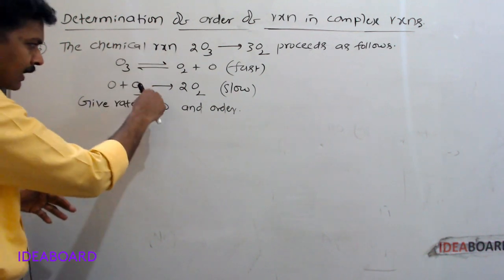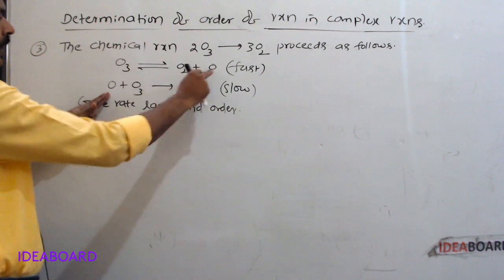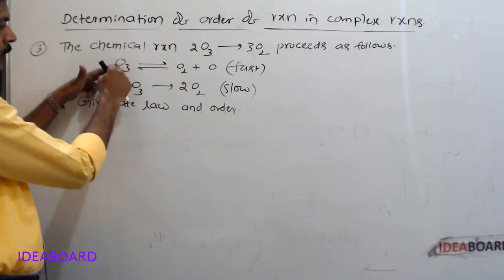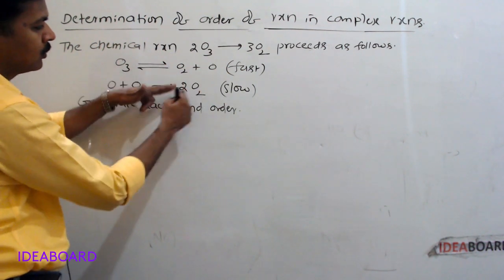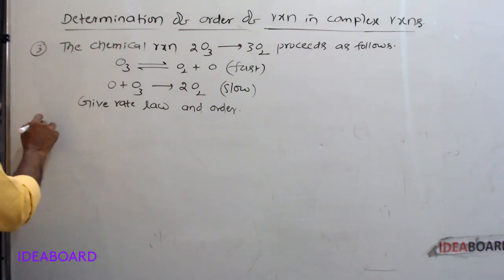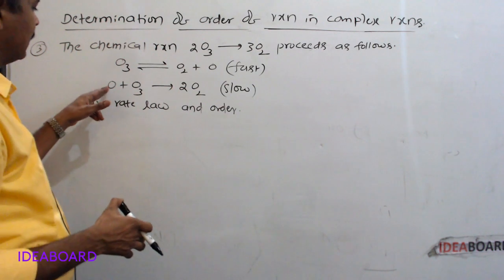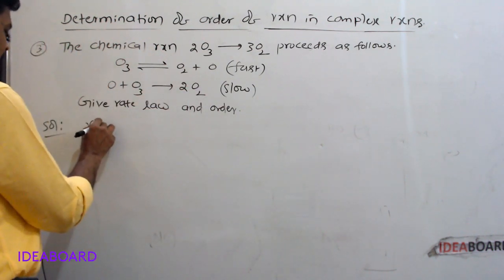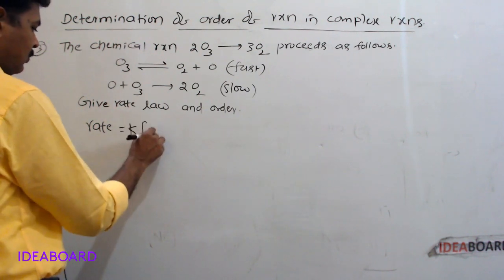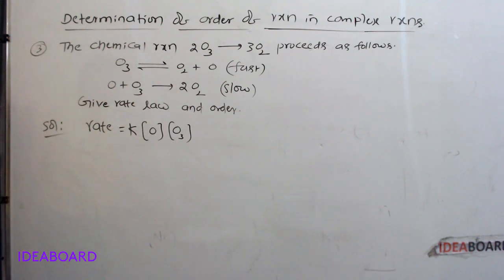If we add these two reactions, we will get the overall reaction only. This O will get cancelled. O3 plus O3, 2O2: 2O3 gives rise to O2 plus 2O2, that is 3O2. So 2O3 gives rise to 3O2. See, first, this is the rate determining step. Then rate is equal to K into oxygen concentration into O3 concentration.